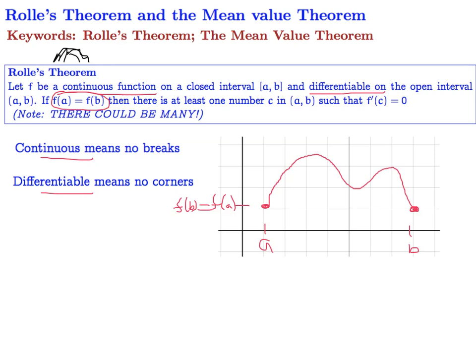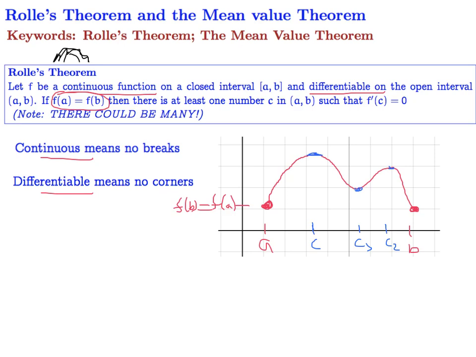And what Rolle's theorem tells me is that, well, if I'm going to go from the point here at a all the way over to the point here at b, at some point in between, there must be some places where I have a slope of 0. And in this graph, we can see that there's a lot of them. There are several places in between where I have a slope of 0.